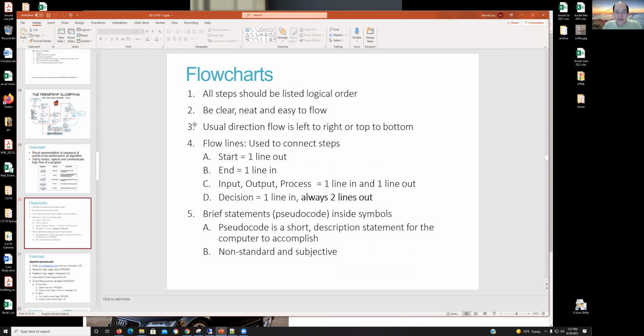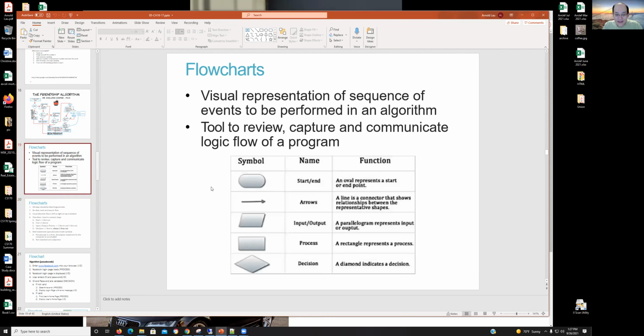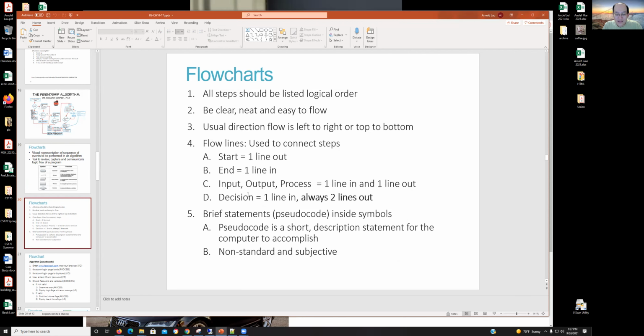All right. So this just talks through what I just talked about here. Note these things: your start, that oval shape, has one arrow line out. Your end only has one line in. Your input, output, and process have one line in, one line out, meaning these arrows here. And then the decision.